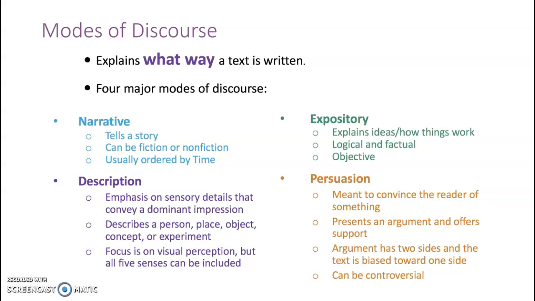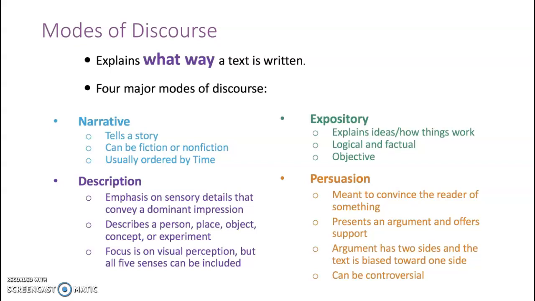Another one is expository. So the expository texts, they explain ideas and how things work. Again, this is the telling part. It's very objective, which means it doesn't have a lot of opinion. It's mostly facts. It's logical and factual, and it just tells the facts, ma'am. It has very little bias. And that's different than persuasion, because persuasion is meant to convince the reader, right? We talked about that on the last slide.